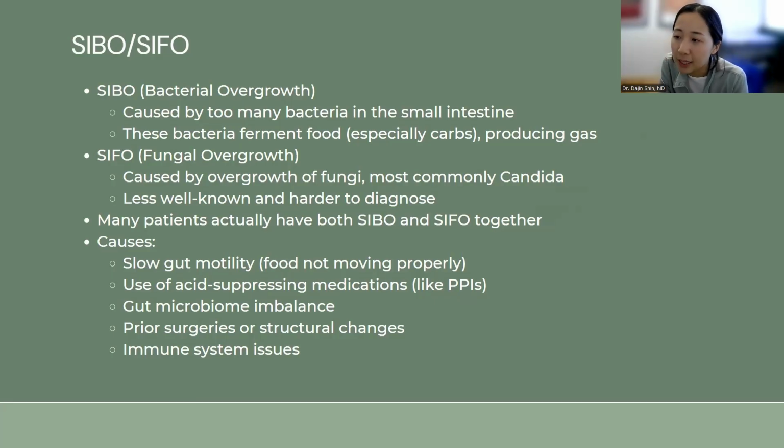And the key point here is that symptoms overlap a lot, and in many cases, patients can have both at the same time. So SIBO and SIFO tend to share the same underlying causes, and one of the biggest is slow gut motility, when food and bacteria aren't moving through the small intestine efficiently. Other contributors include acid suppressing medication like PPIs, overall gut microbiome imbalance, prior surgeries or structural changes, and issues with the immune system. So again, it's not just about the microbes, but also the environment that allows them to overgrow.